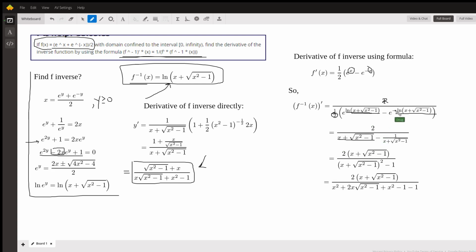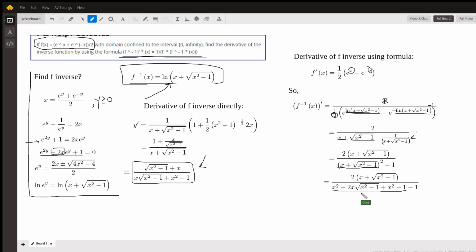Minus, well, if we move this minus 1 up here, we can write that as 1 over x plus the square root of x squared minus 1, and that's why I've written this here. E to the ln of that is that. Multiplying numerator and denominator of the big fraction by x plus the square root of x squared minus 1 gives us this. Squaring this binomial gives us this right there. And if you combine similar terms, you get 2x squared plus 2x times that square root minus 2.